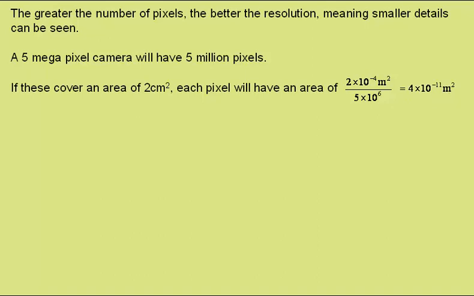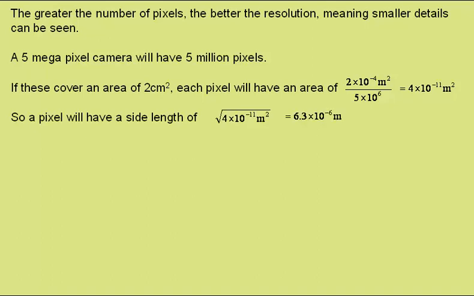If these pixels are square, each will have a side length of the square root of 4 times 10 to the minus 11 square meters, which is 6.3 times 10 to the minus 6 meters.